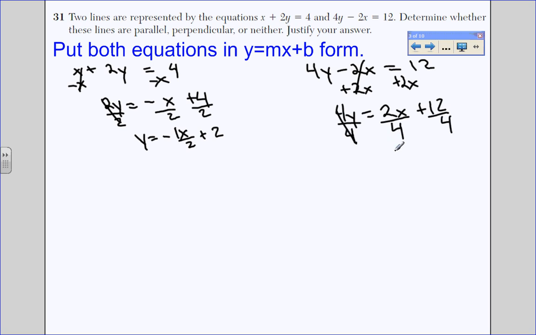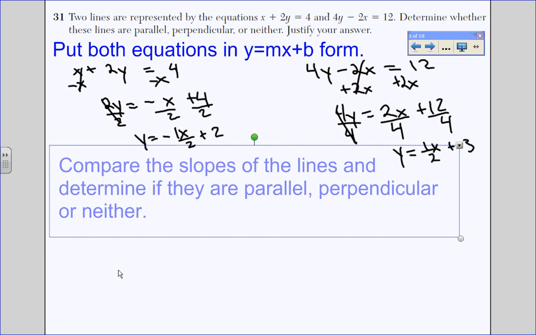and you are going to get y equals, I'm going to simplify this slope here. 2 over 4 is 1 over 2 x, and then 12 divided by 4 is 3. Now, why did I simplify the slope? You always want to simplify the slopes because you're going to be comparing the slopes of both of the lines to tell whether they're parallel, perpendicular, or neither. Okay, so that's what we're going to do now.